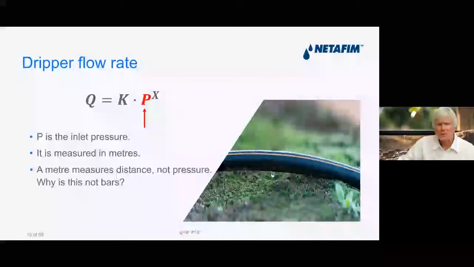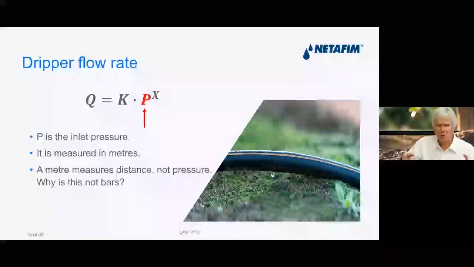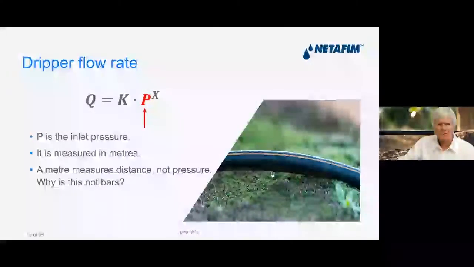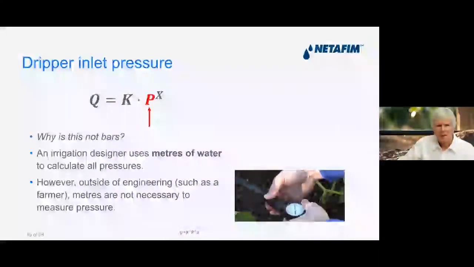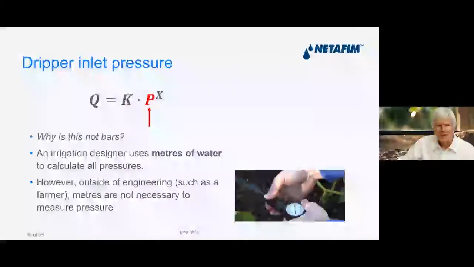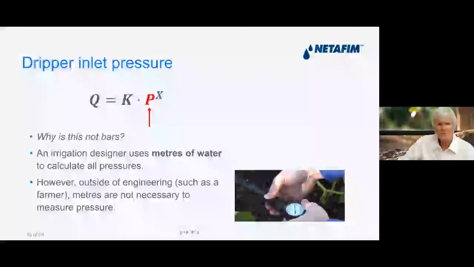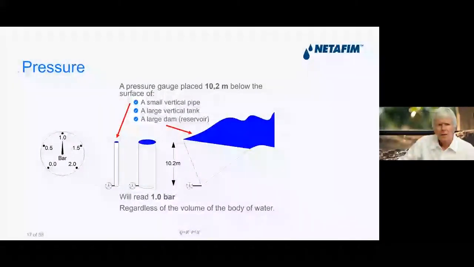P is the inlet pressure, and it's measured in meters. Now, meters measures the difference between 2 points, not pressure. So why is this not in bars? An irrigation designer uses meters of water to calculate all pressures. However, outside of engineering, such as a farmer, meters are not really necessary to measure pressure. It's probably a good idea that they're not used as a means of measuring pressure with a farmer. Just stick with bars or kilopascals.